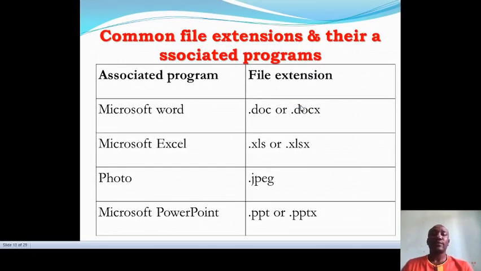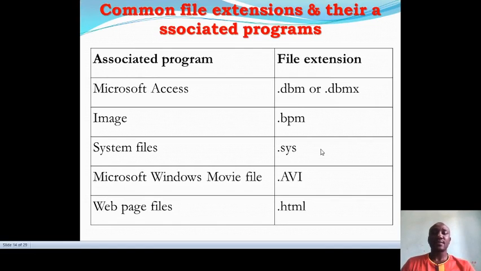Let's look at common file extensions and their associated programs. We have Microsoft Word. The file extension of Microsoft Word is usually displayed as .doc or .docx. Microsoft Excel is usually .xls or .xlsx. And then a photo, it is usually displayed as .jpeg or .jpg, and many others. Then Microsoft PowerPoint, it is .ppt or .pptx.